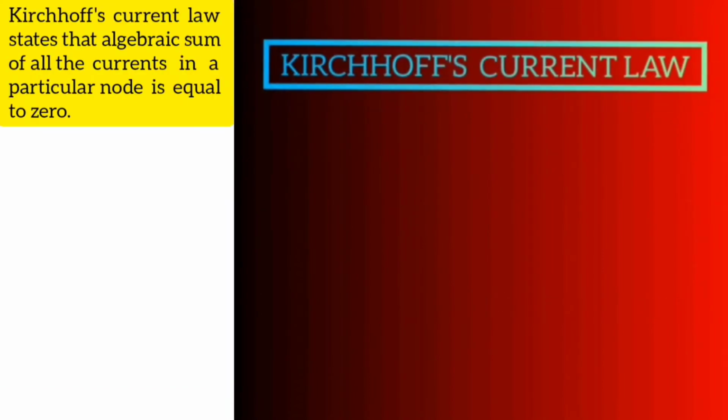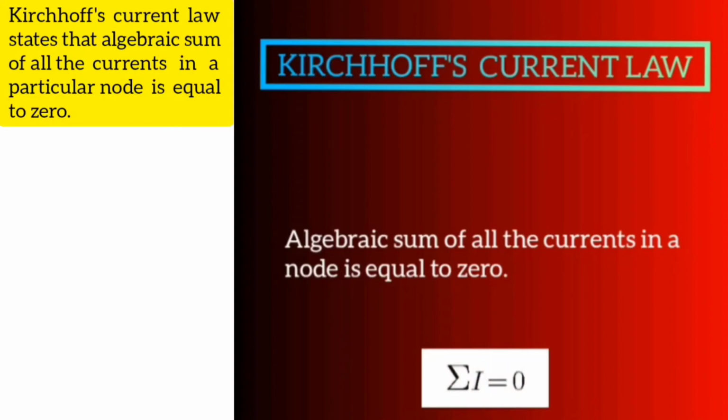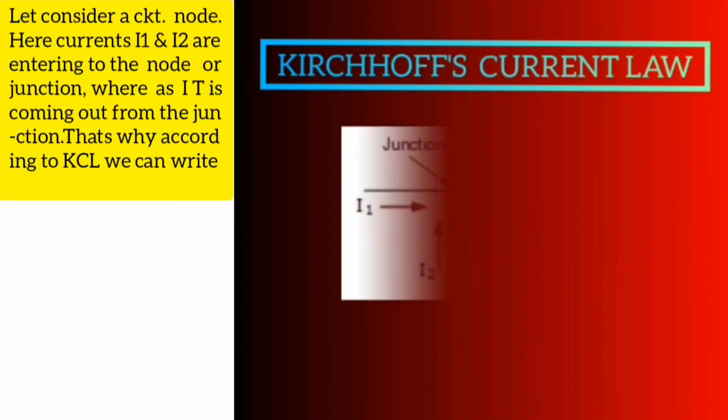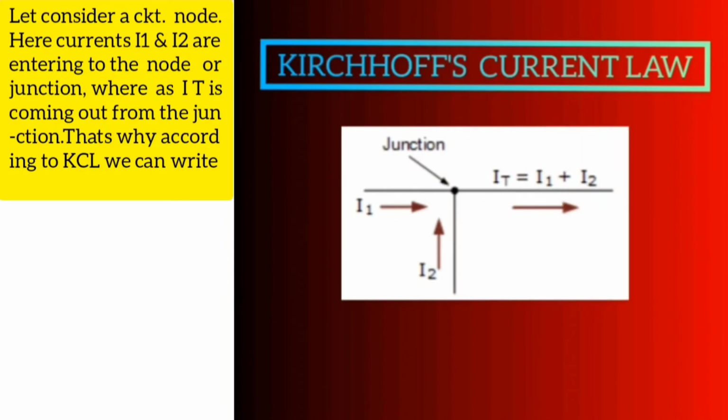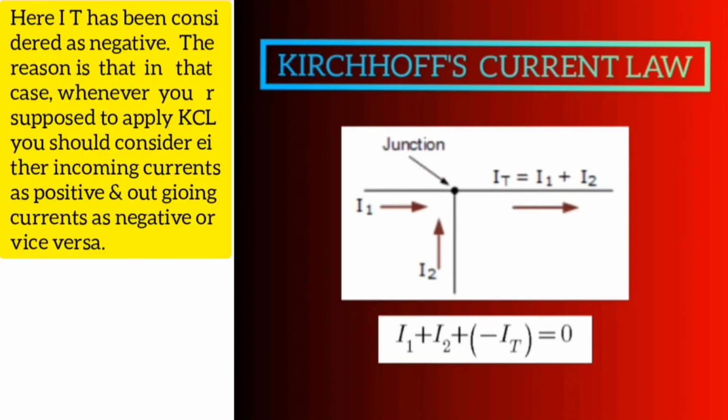Kirchhoff's current law states that the algebraic sum of all the currents at a particular node is equal to 0. Let's consider a circuit node. Here currents I1 and I2 are entering the node or junction, whereas IT is coming out from the junction. So according to Kirchhoff's current law, we can write I1 plus I2 minus IT equal to 0. Here IT has been considered as negative.